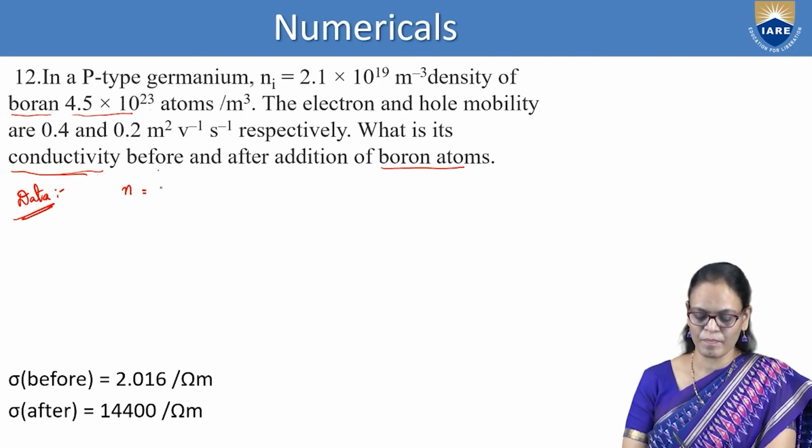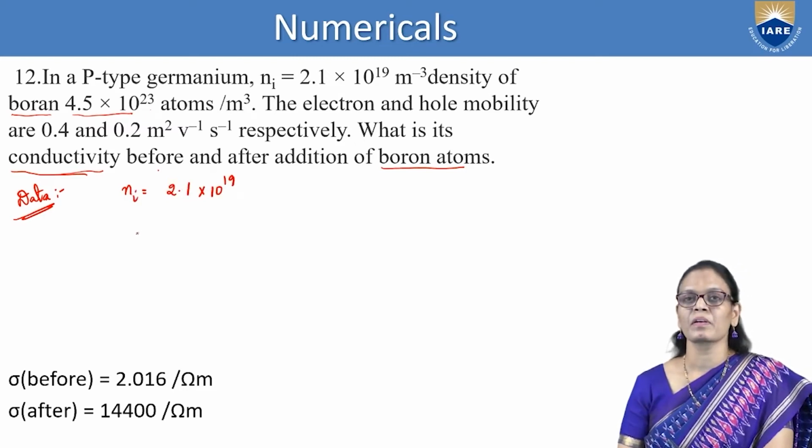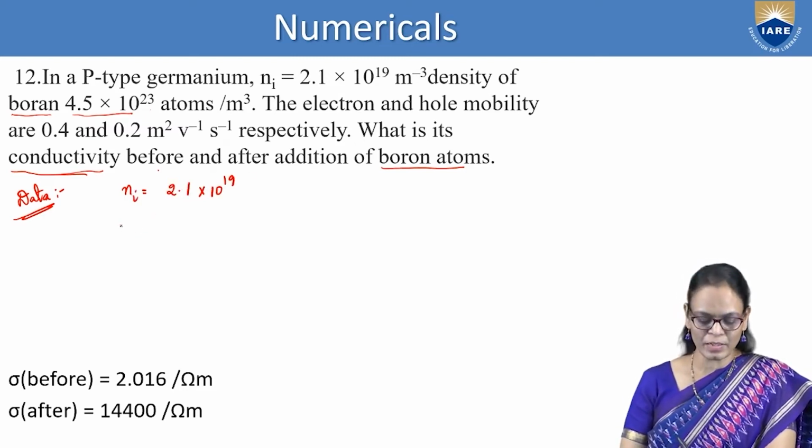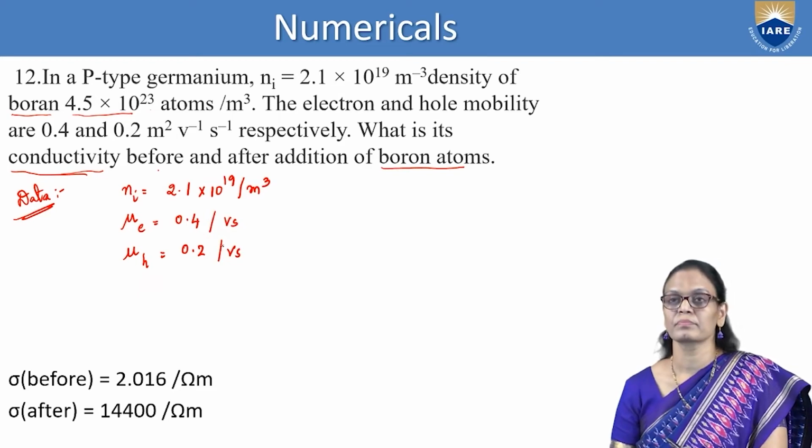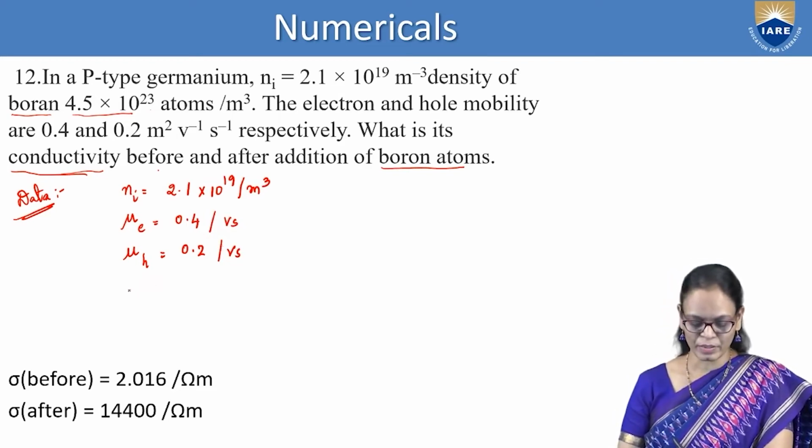Ni is given: 2.1 into 10 power 19. We need the mobility for electron, 0.4, and for hole, 0.2. Let us write the units also, per meter cube. We have to find the conductivity, sigma.